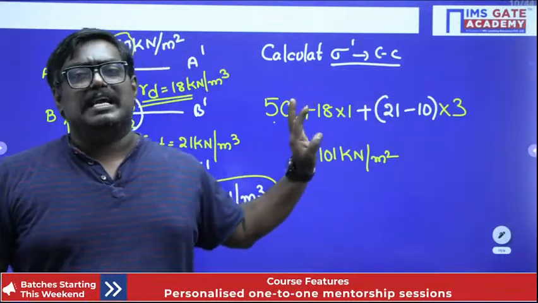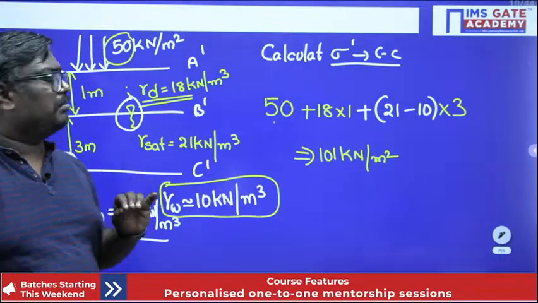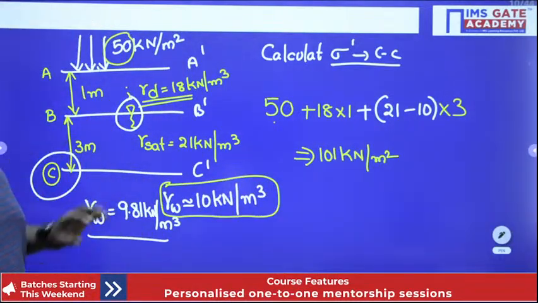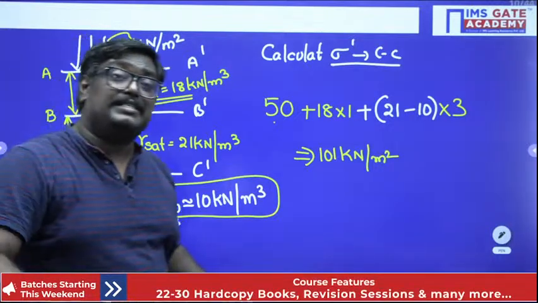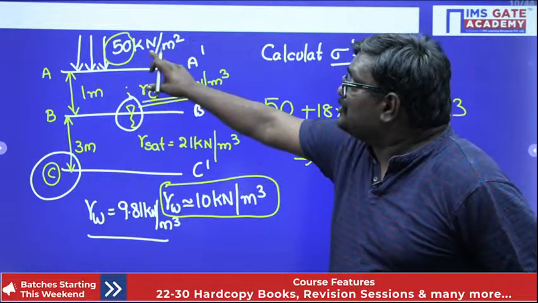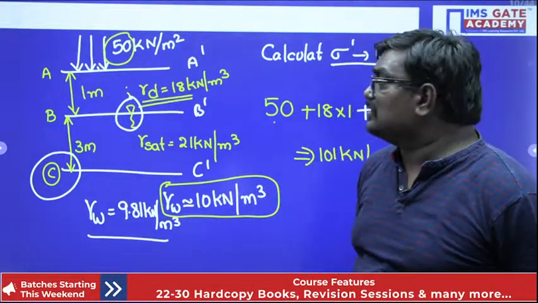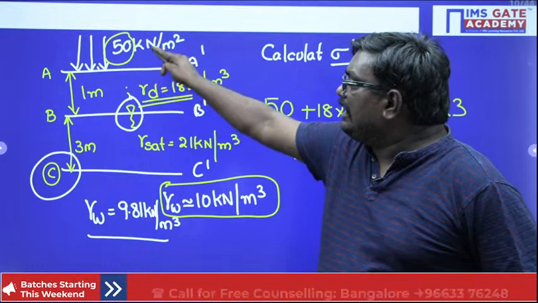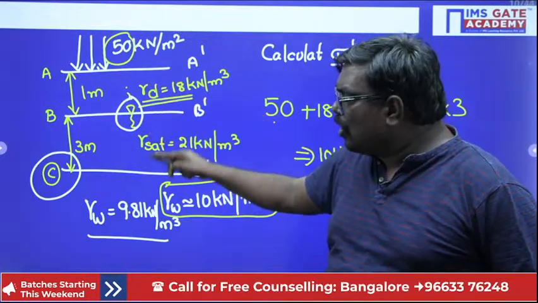Sir, this is a single line step, how you can solve the problem. The first is 50, there is a surcharge. The stress is uniform in case of surcharge. As the stress is uniform in case of surcharge, it will be 50 at A or B or C.